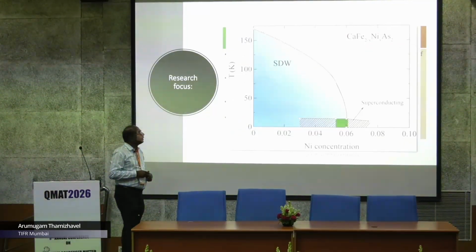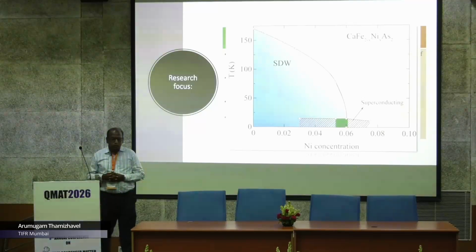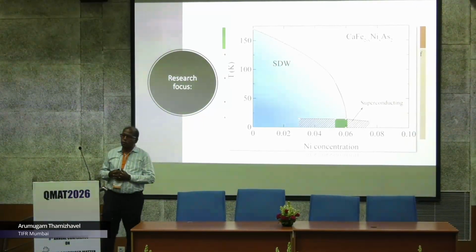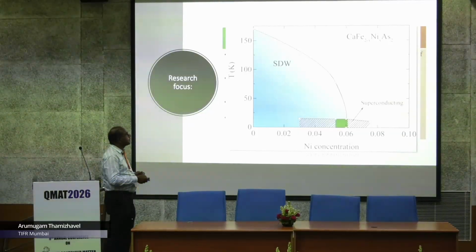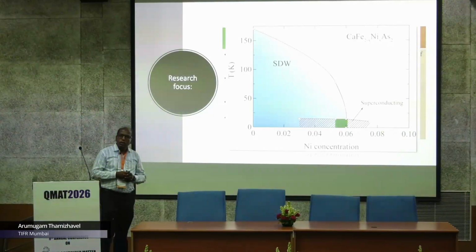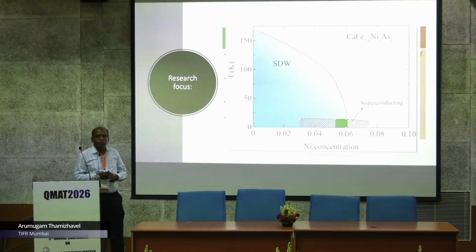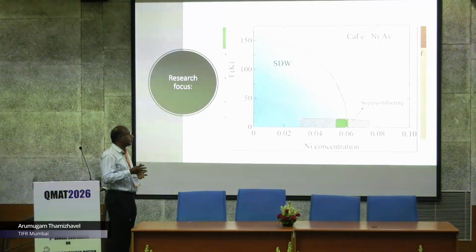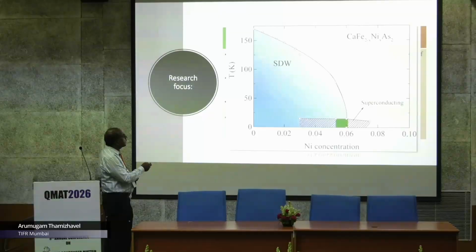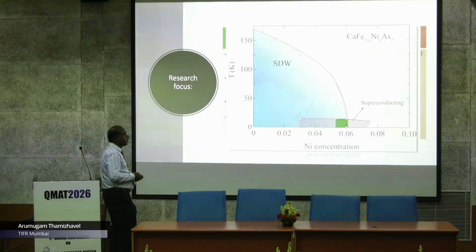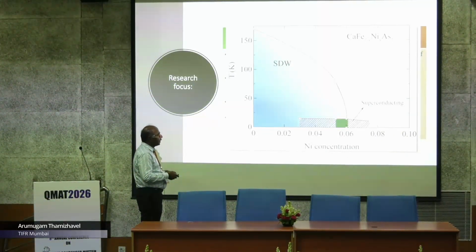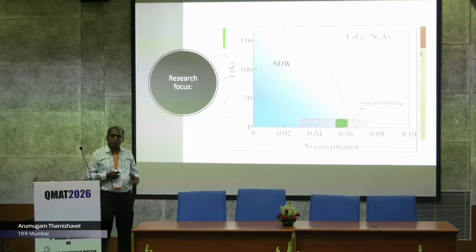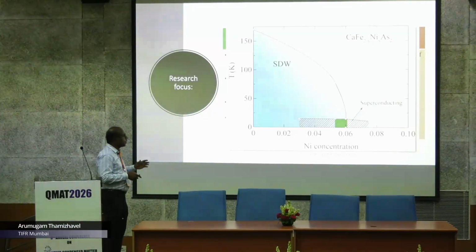When pnictides came into action, we did lots of work on these compounds, and one of the interesting compounds we studied is calcium Fe2As2. We constructed a phase diagram from our transport measurements and inelastic neutron diffraction experiments, and found that the spin density wave decreases with nickel concentration, and for a particular concentration of nickel, superconductivity and spin density wave coexist. This was work done long back.